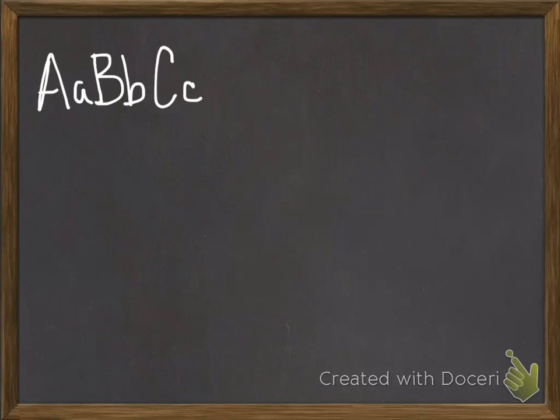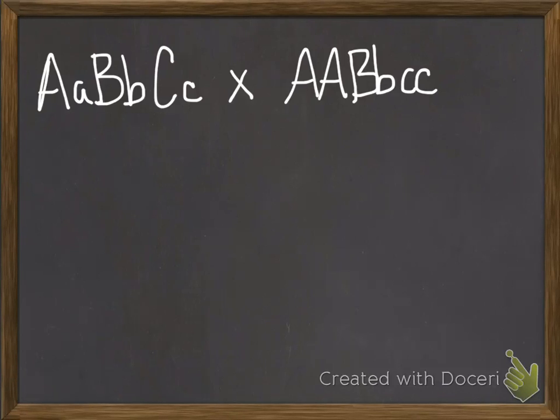For the first question of the multiple choice of the homework, it says, assuming independent assortment for all gene pairs, what is the probability that a cross between one parent, big A, big B, big C, and another parent whose genotype is big A, big B, and little c, will produce an offspring that has the genotype of big A, little b, and big C, little c.